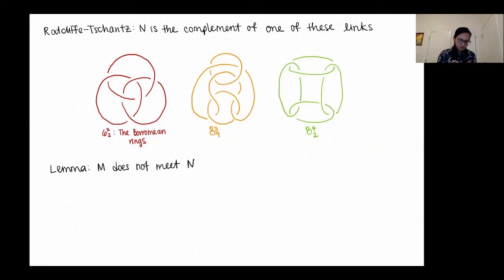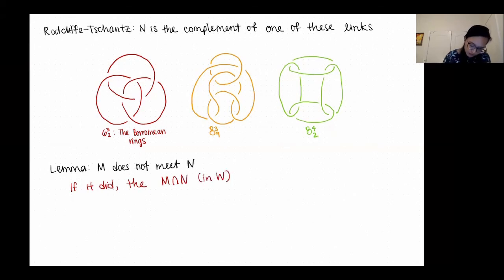Okay. So one thing that we can show is that M actually never meets N. But if it did, then their intersection within W would be a closed embedded totally geodesic surface.